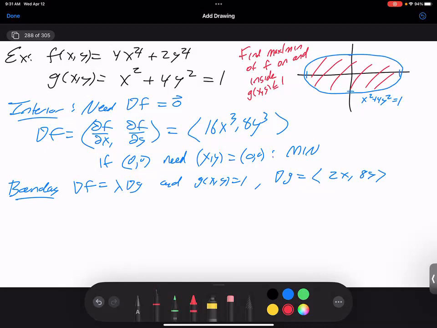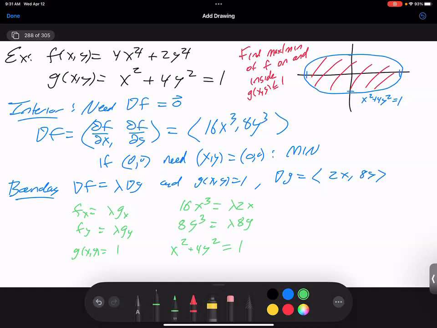Frequently in these problems, you write down what the boundary is. That's where you have to do the real work. The interior is not so bad. So we get 3 equations. The first one we get is f sub x is lambda g sub x. We get f sub y is lambda g sub y, and we get g of x,y equals 1. So 16x cubed is equal to lambda 2x. Then we get 8y cubed is lambda 8y. And we have x squared plus 4y squared equals 1.